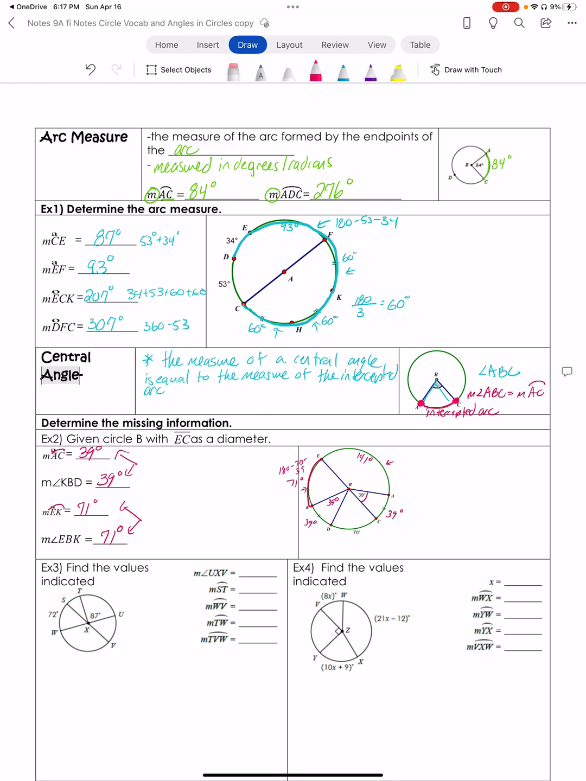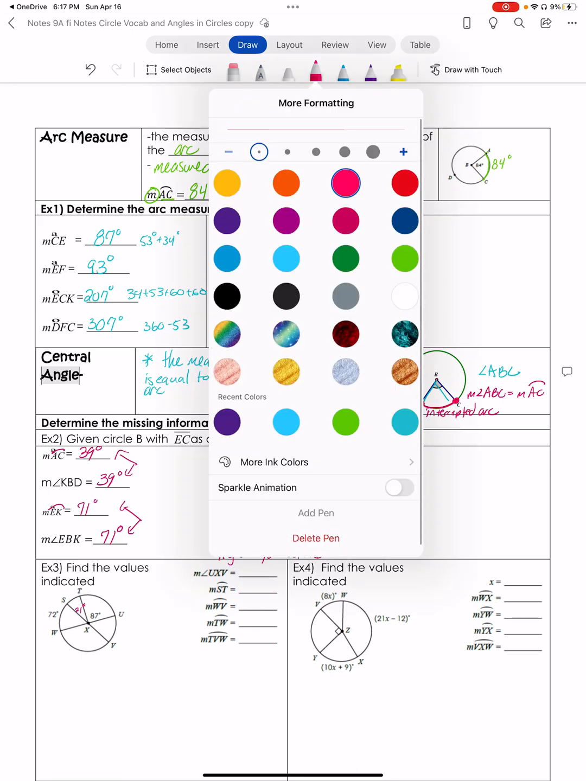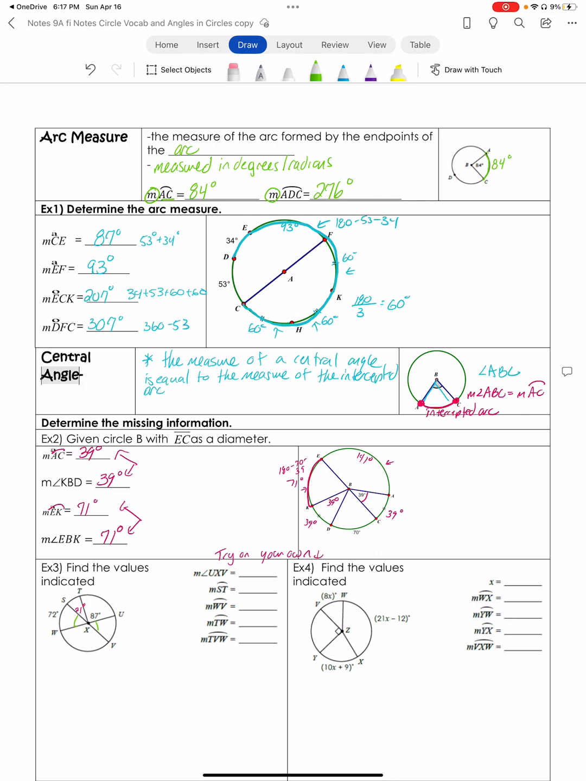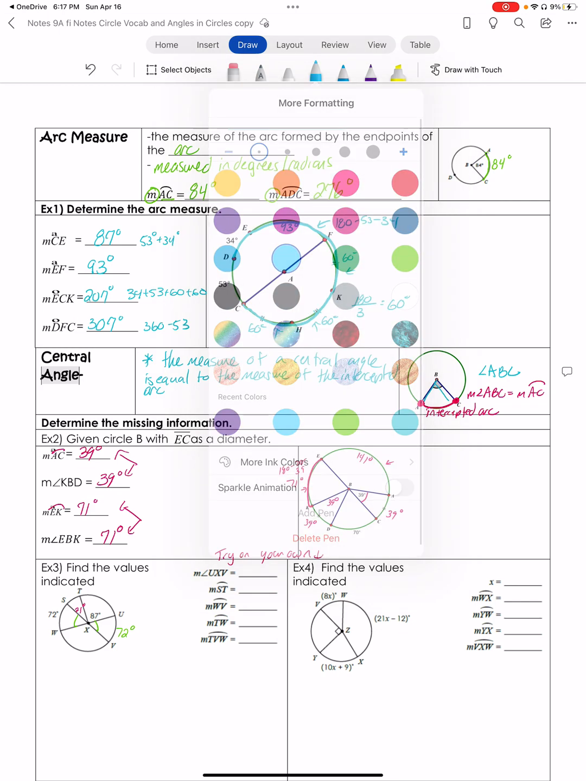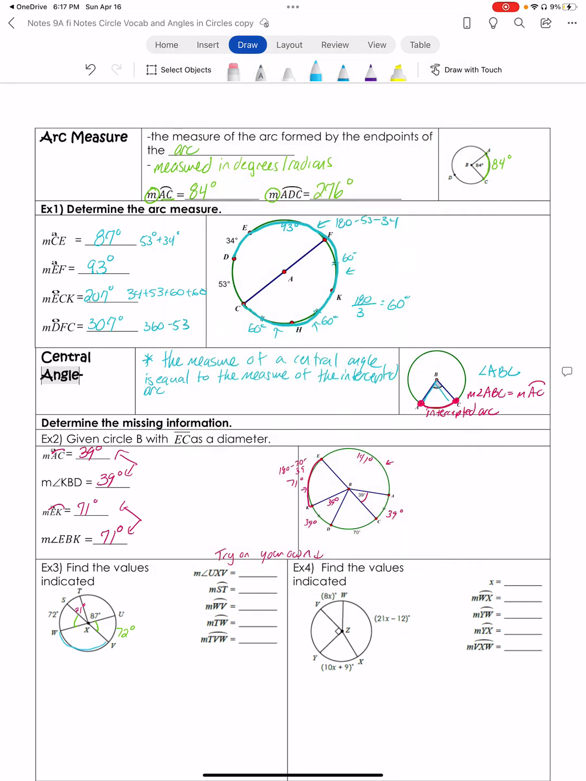So for these, just take a minute, try on your own. Okay. I'm going to do the big giveaway for answers. Okay. So this angle and arc right here are 21 degrees because we subtract from 180. These are the same, and so this is 72 degrees, which means that this arc right here and angle must be 108 degrees.